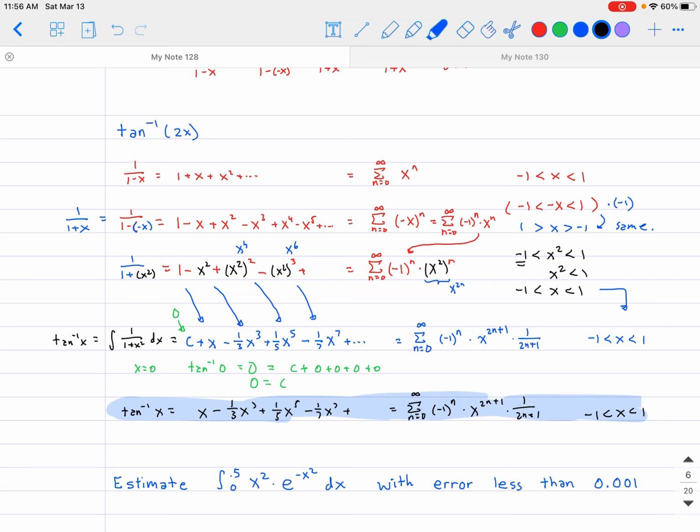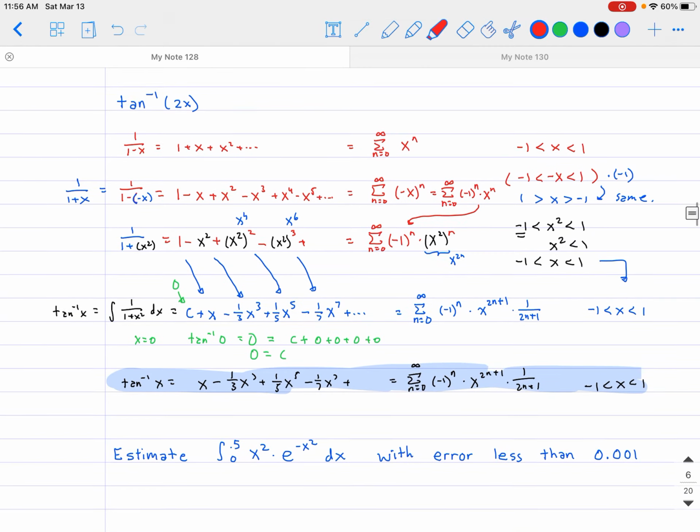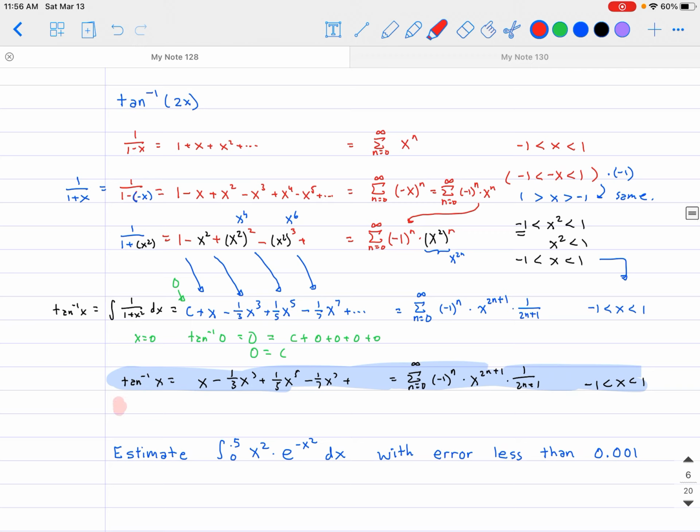And the final step is that we're supposed to replace all the x with 2x. So my final answer is tangent inverse of 2x, which is 2x minus 1/3 times (2x) to the third plus 1/5 times (2x) to the fifth, minus and so on. The important part is also always the summation, so make sure you write the right one here: (-1) to the n, with all the x replaced with 2x. And there you go, that's pretty much it.